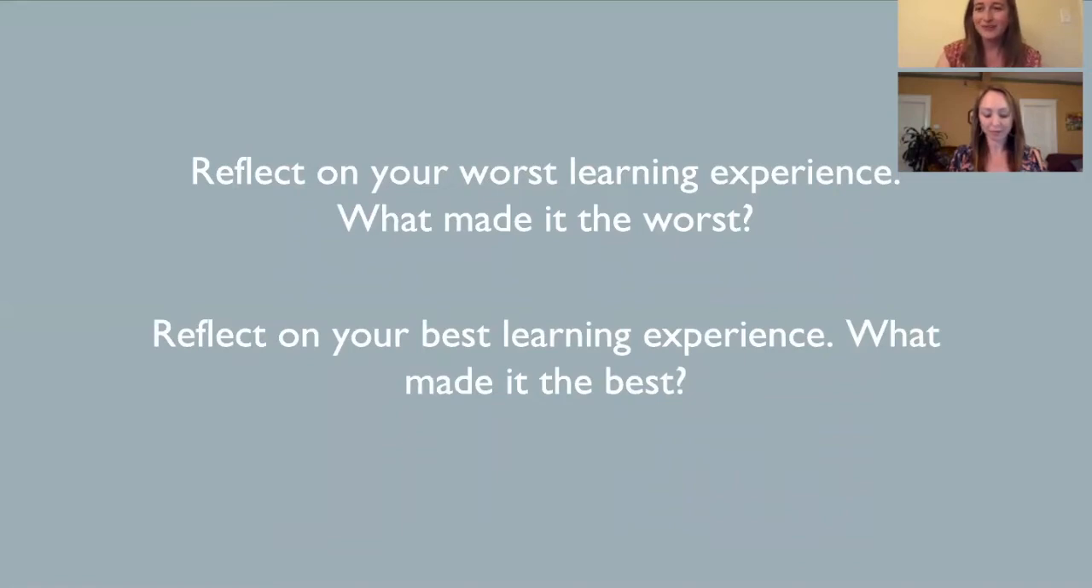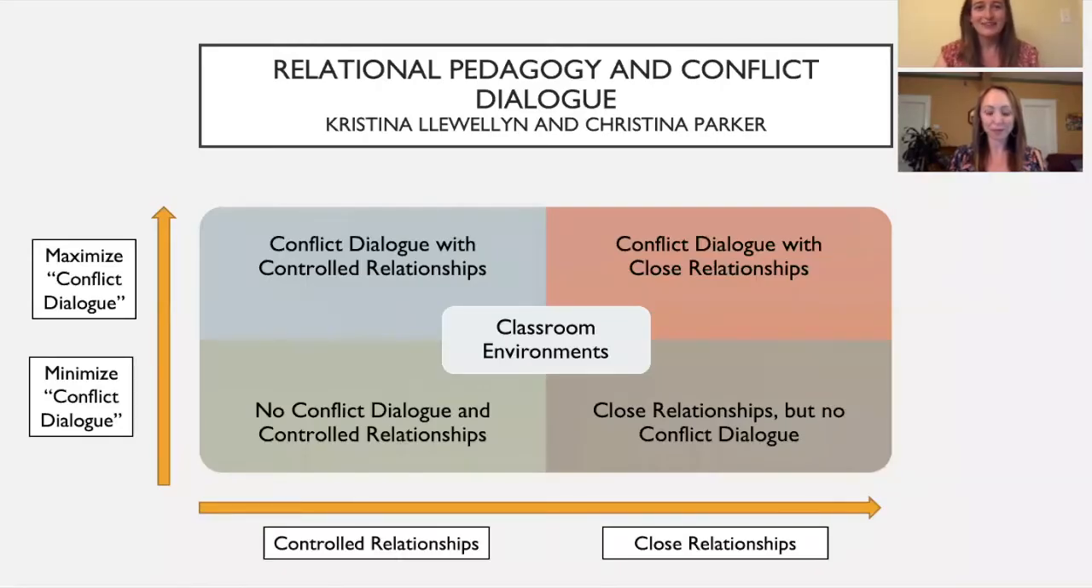So with those examples in mind, I want to bring this model, which comes from an article from Christina Llewellyn and Christina Parker. They talk through these 4 different classroom types, though the visual is actually mine, just putting it into a graph like this. So what they talk about is how classrooms can have different combinations of either minimizing or maximizing conflict dialogue, which is encouraging in-depth dialogue about the important issues. So what are the big social issues that we need to be tackling in order for education to be truly transformative?